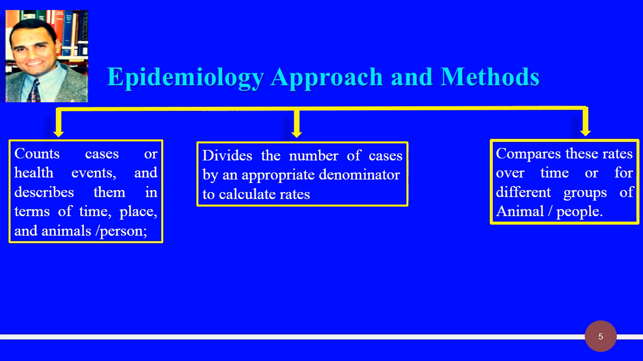Epidemiology approach and methods. We will describe the count, divide, and compare. Count cases or health events and describe them in terms of time, place, and animals or persons. Divide the number of cases by an appropriate denominator to calculate the rates. Compare these rates over time or for different groups of animals and people.